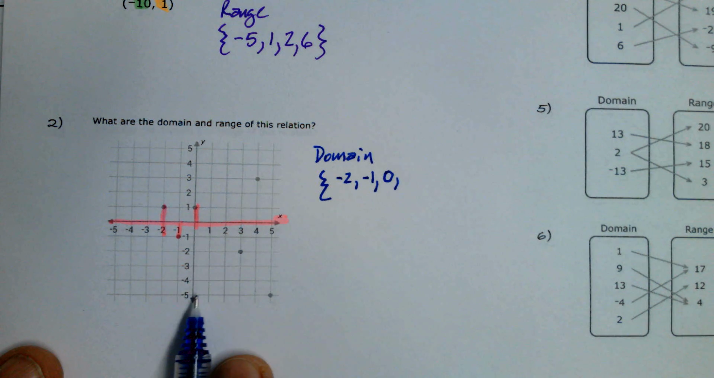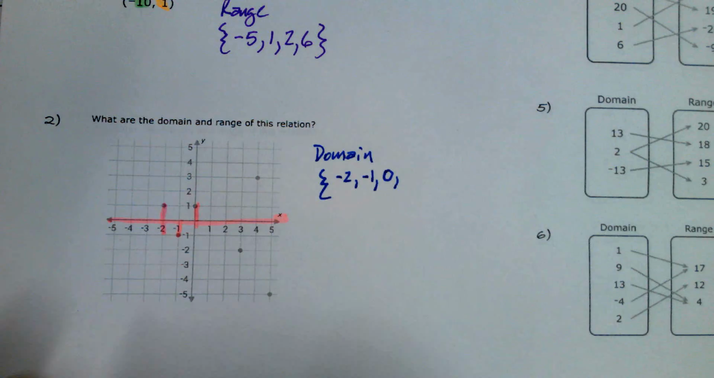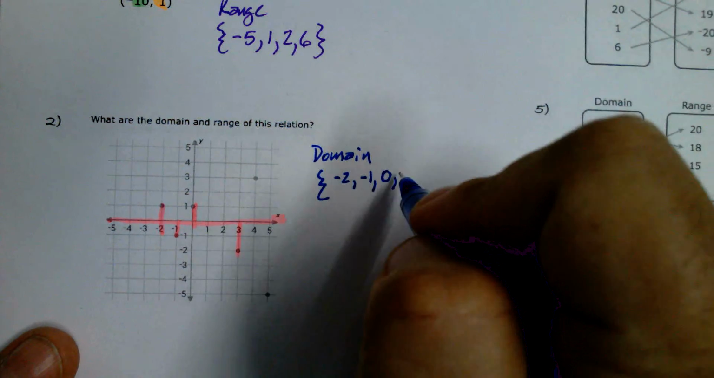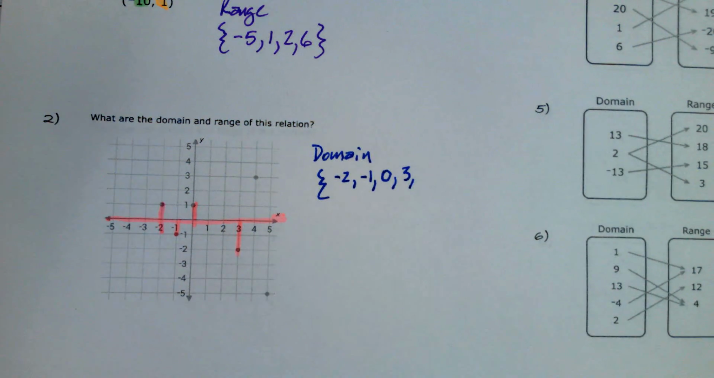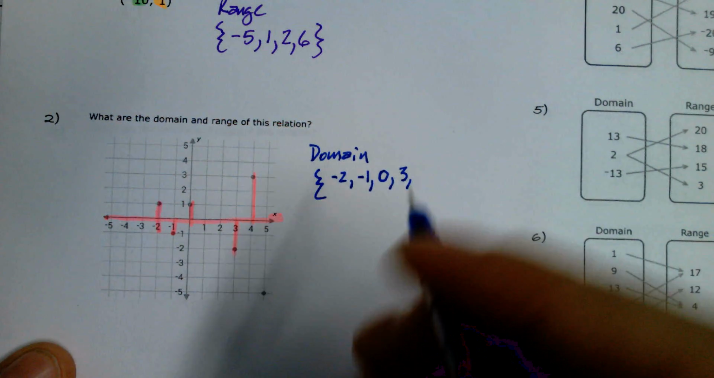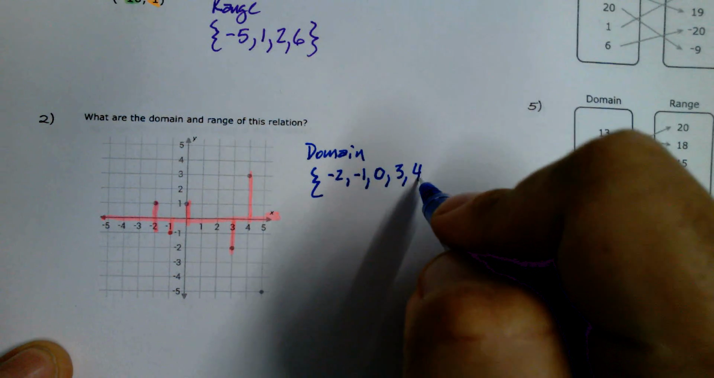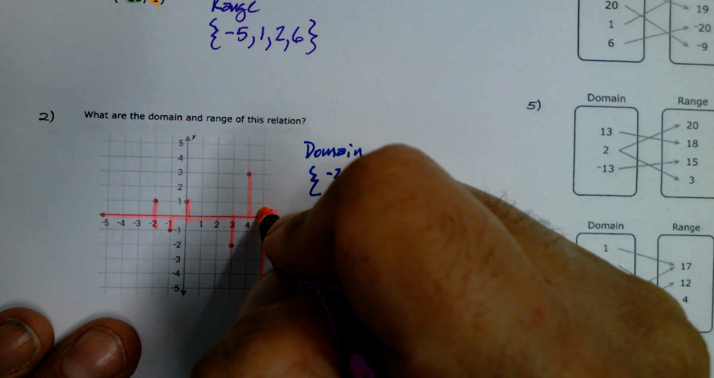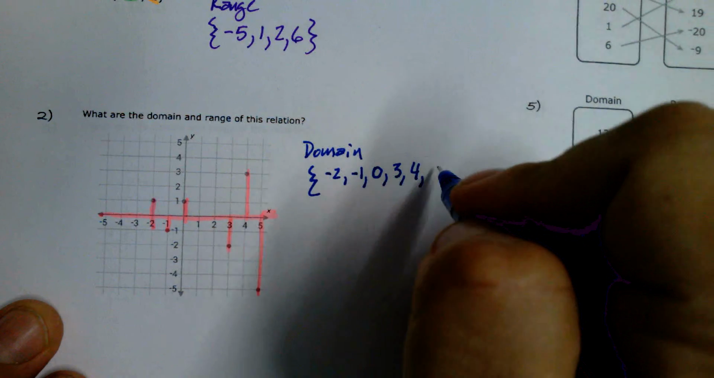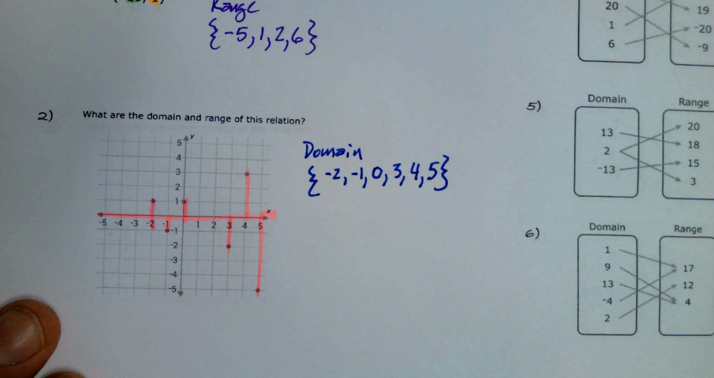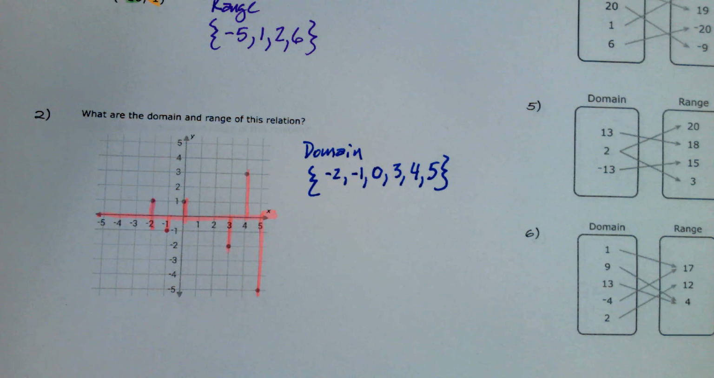Okay, then where else do we have a point? Oh, 3. At 3. 4 and 5. Okay. So those are all numbers on the domain.